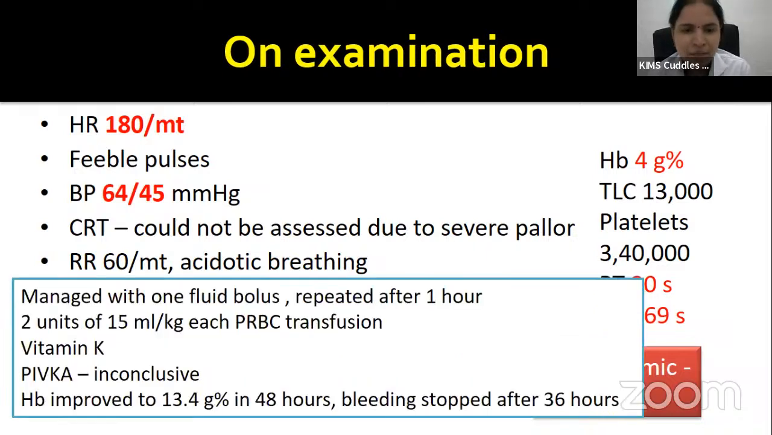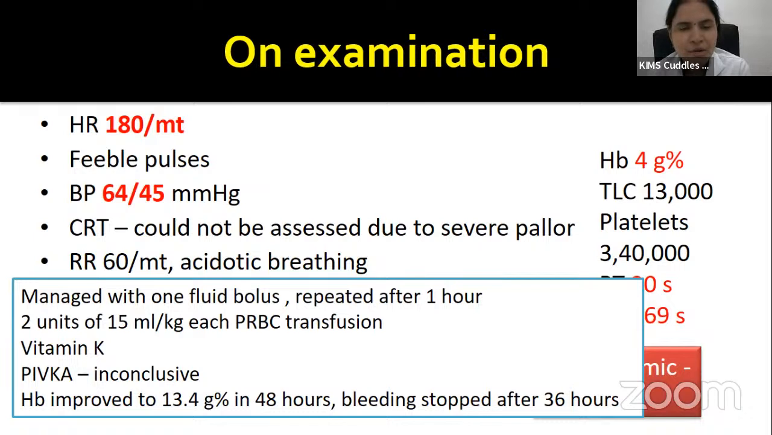The baby had been managed with the fluid bolus until the reports came. 1 dose of vitamin K had already been given. And 2 units of packed cell transfusion were given in view of severe anemia. The baby also received 1 infusion of fresh frozen plasma. The prothrombin time and APTT normalized at 24 hours of admission with a single dose of vitamin K. Proteins induced in vitamin K absence, or PIVKA levels, were sent, but these came back inconclusive.